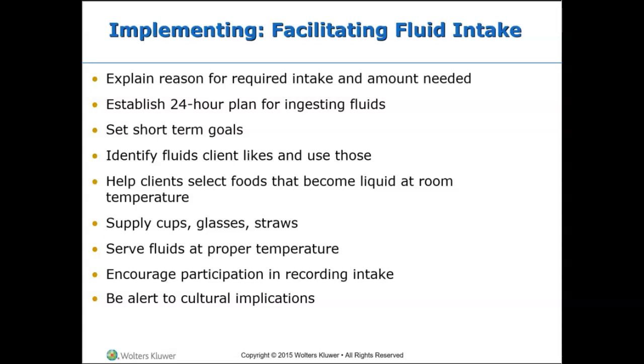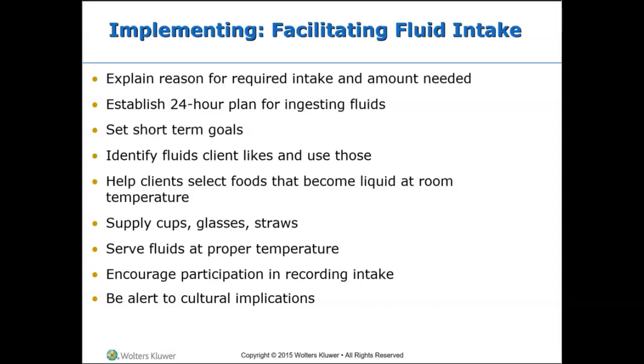So they can work towards achieving that goal, and also help keep track of their fluid intake. We need to create a 24-hour intake plan, allowing for more fluids to be taken in during waking hours and with meals, and less later in the evening, because we don't want to impede or affect someone's sleep. Find out what the patient likes to drink and provide those. Just make sure they don't contain too much caffeine, as that is a diuretic, okay?